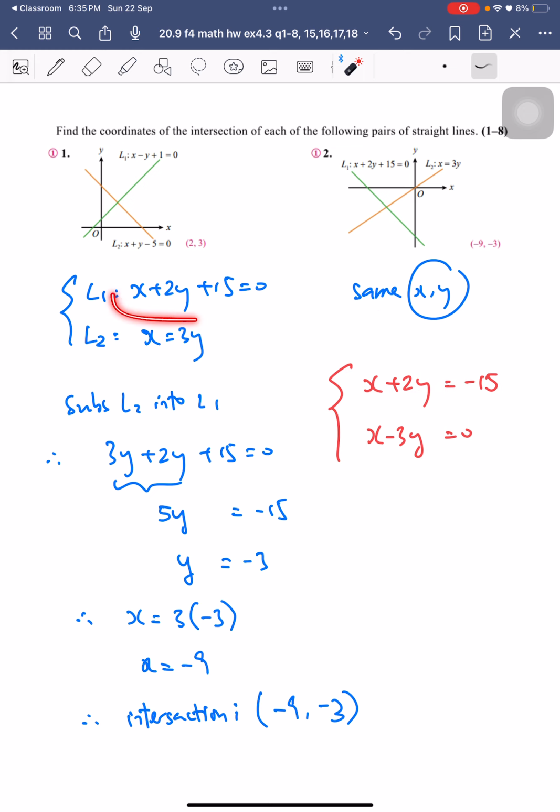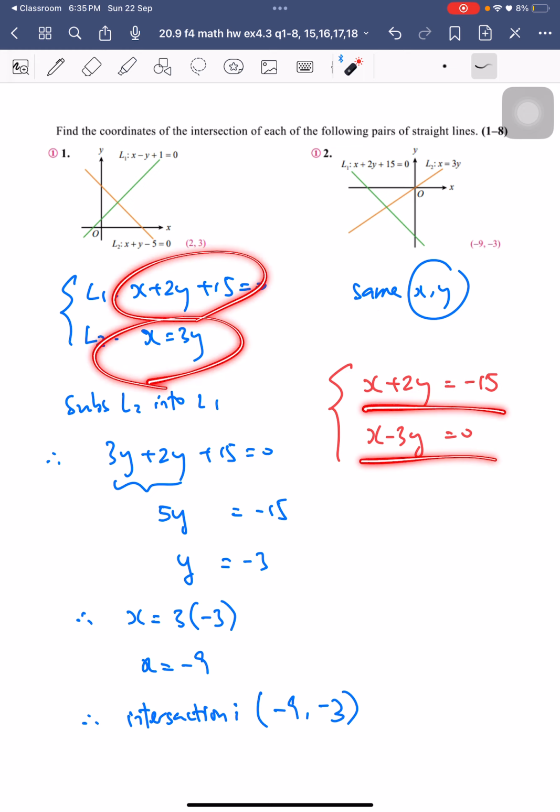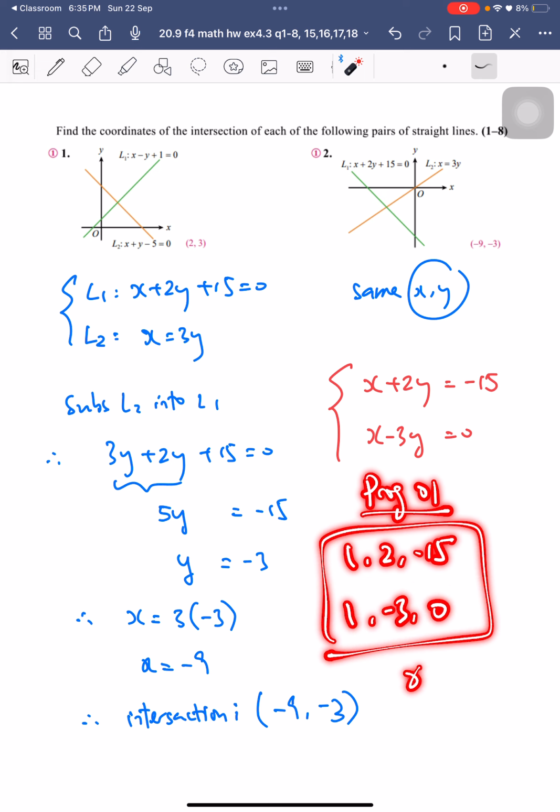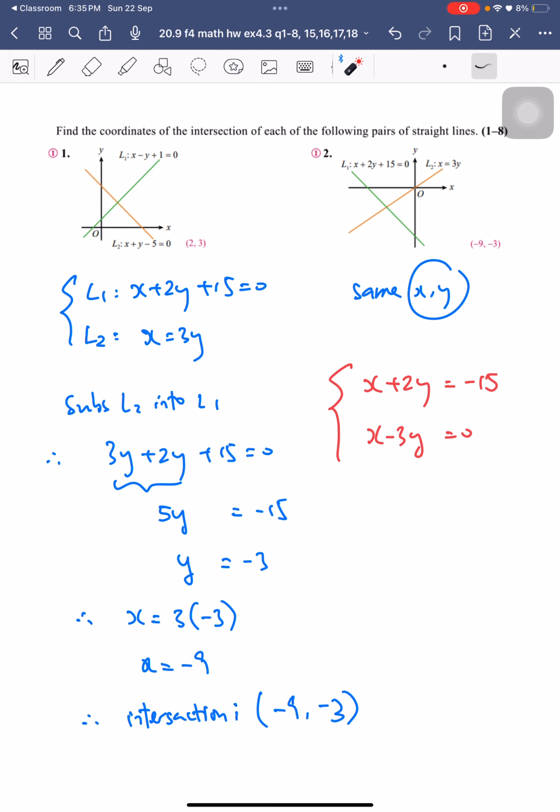So you change all of the straight line equations into this format, then you can just use your program 1, and then you press 1, 2, negative 15, and then 1, negative 3, 0. And then the next value is going to be x, the next value is going to be y. It's much quicker because you're senior form now. You don't need to give me all of these steps. You can just use program 1 to get your answer. Okay?